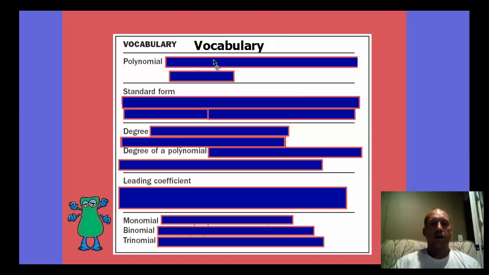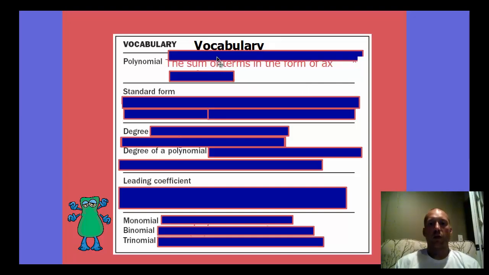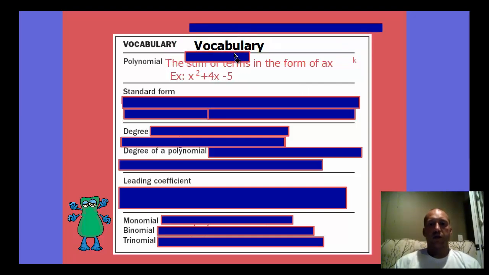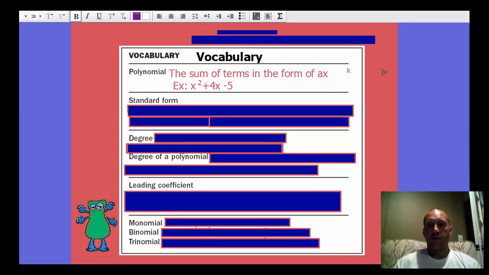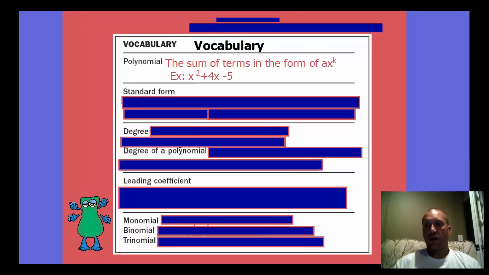So that's what we're talking about today, polynomials, and we do some operations with polynomials. To review, a polynomial is many monomials, the sum of terms in the form of ax to the k power. So you can have any sum, adding and subtracting, of monomials, where each of these would be a monomial. So this would be 3 monomials, so this would be a 3-term, or a trinomial.